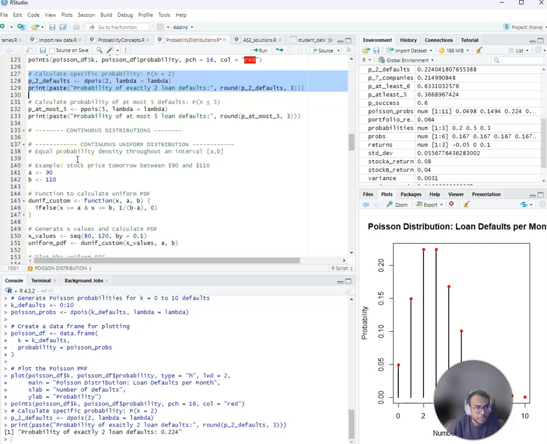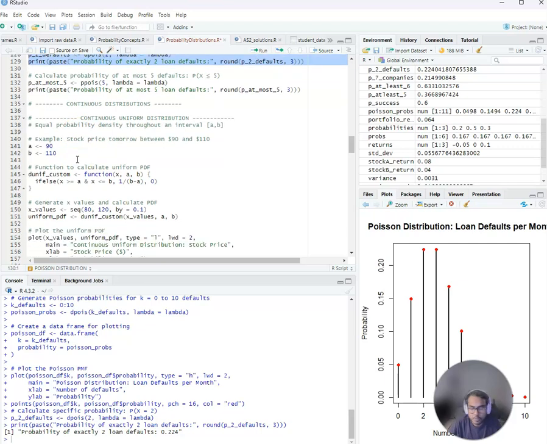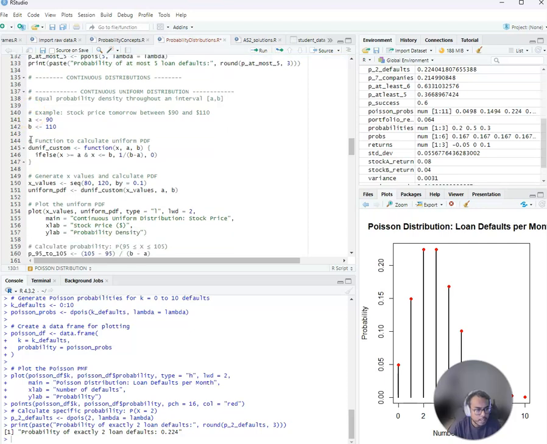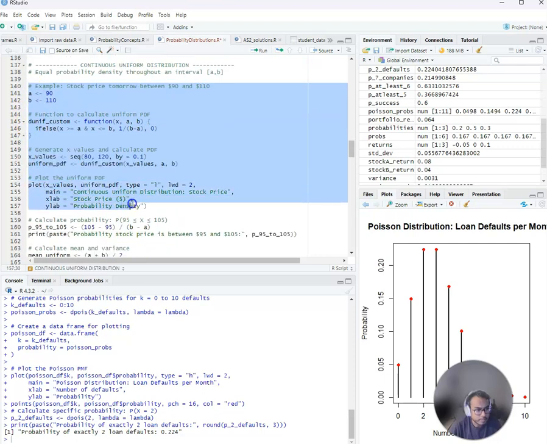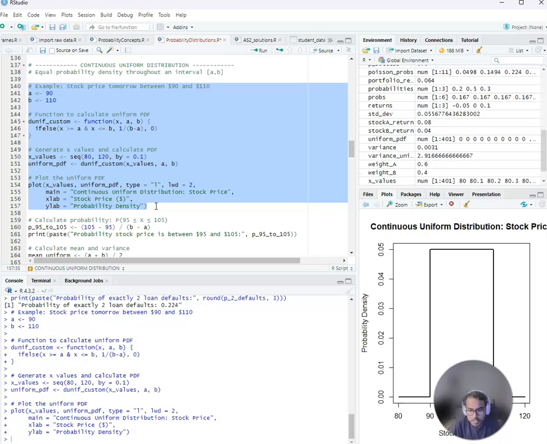Moving on to continuous distributions, we start with the continuous uniform distribution where the PDF is constant. I define the lower and the upper bounds, and I calculate the PDF. So for all values below 90 the density is 0. For all values above 110 it is 0 again, because there is no density below 90 and above 110. And for all values between 90 and 110, the density is fixed at 1 by 20, which is 0.05.